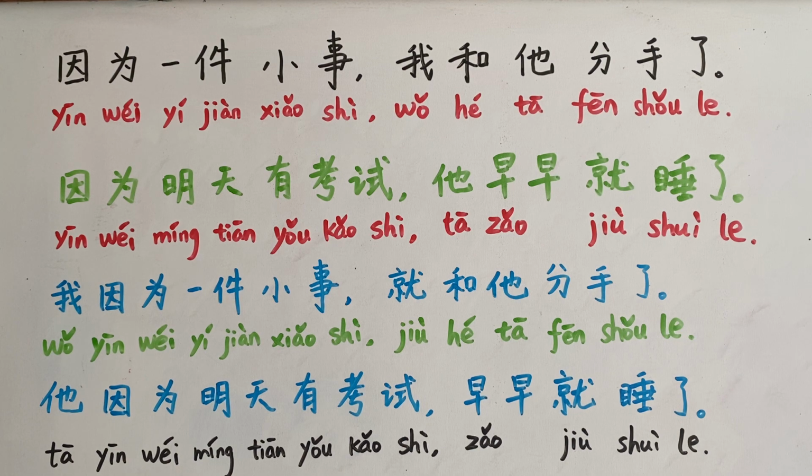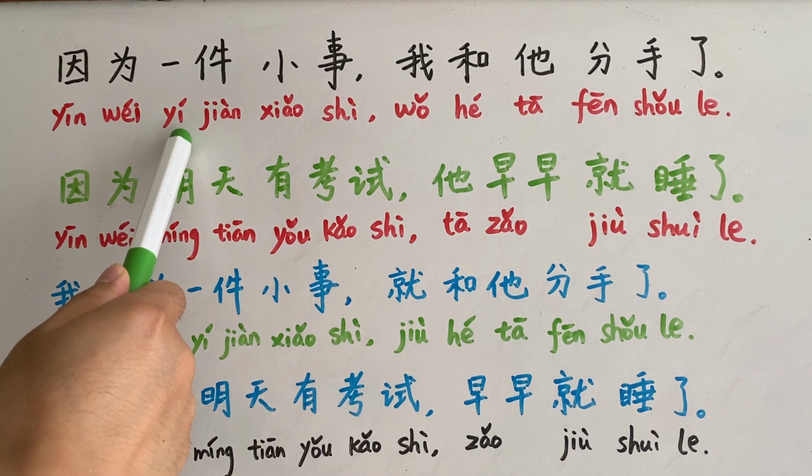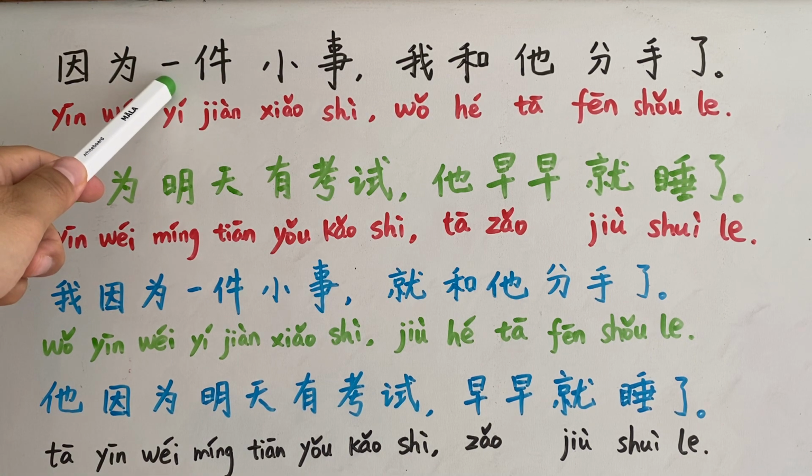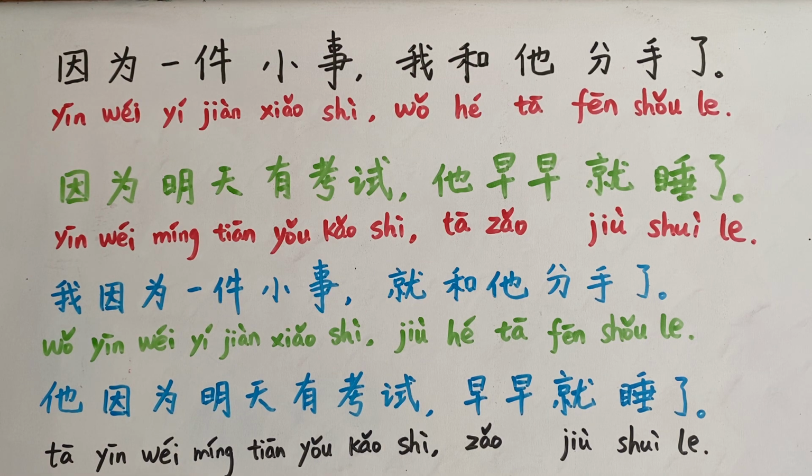The first one, 因为一件小事，我和他分手了。因为一件小事 because 一 this is Chinese character 1. 因为一件 one. 一件 is a quantity word, a Chinese quantity word. One, 一件, like 一件衣服, one piece of clothing, one shirt. 一件 T 恤, one shirt.